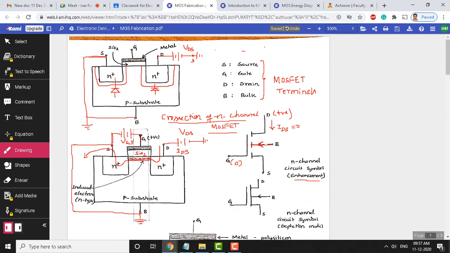So, there is an induced channel because of the positive gate-source voltage we have applied, and this induced channel will carry the charge carriers. When we apply drain-source voltage, the current will start flowing from drain terminal to the source terminal. Electrons will be flowing from source to drain, current will be flowing from drain to source. And now, you know the importance of VGS and VDS. Through this VGS, we can control this current flow.